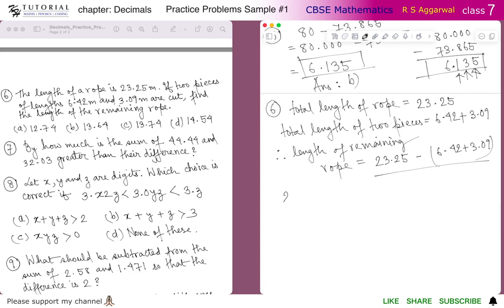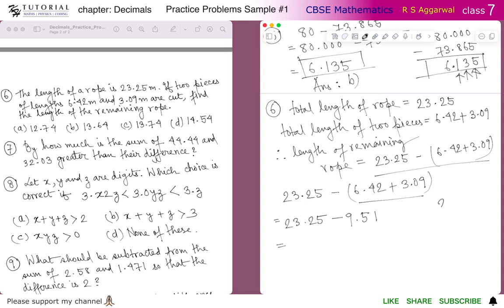Okay, 23.25 minus 6.42 plus 3.09. Okay, fine. We can see all the decimals are already like decimals. They have the same decimal places of 2. So first we will compute this. So this becomes 23.25 minus, I am doing the addition of the two decimals directly. So this becomes 11 and 5, 9. Okay, now we have to do this subtraction.